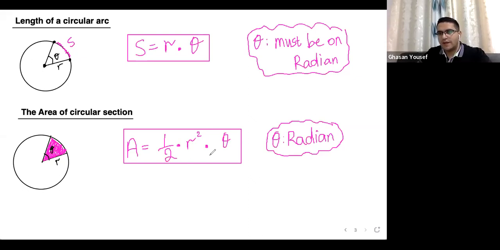Would theta always be our angle, right? What's your question, Dilian? Theta. Yes, theta is my angle. But the angle here must be in radian. Okay? The angle here must be in radian. You have to convert it to radian to do the calculation for the example or for the question.